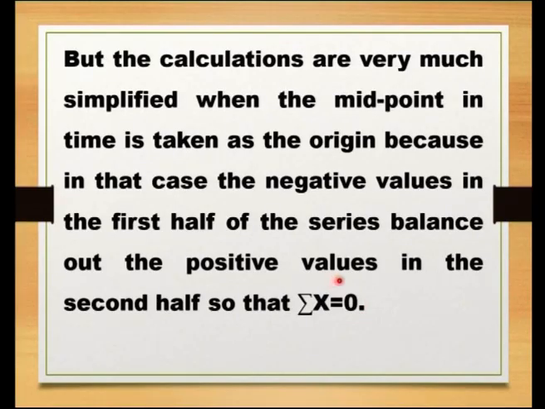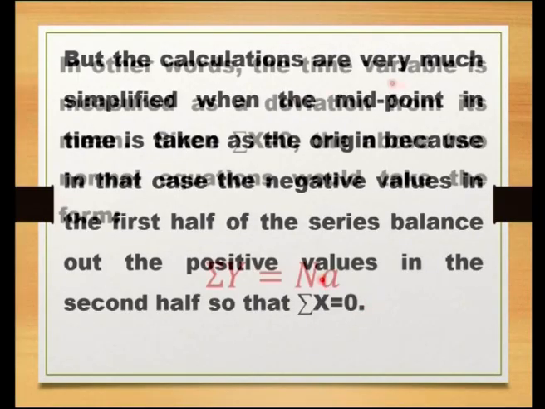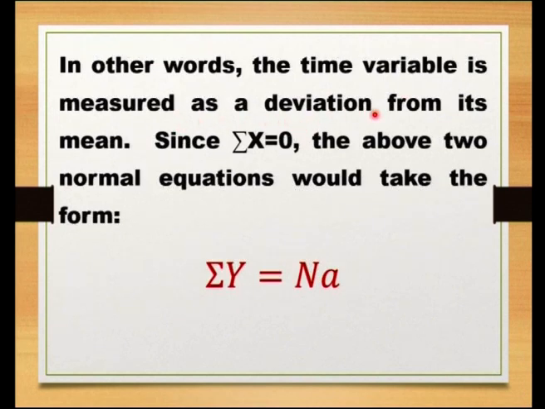You have to take any one year as the origin among the x values. Usually the middle of the years is taken, so that when you subtract the origin from the original years, we get half of the values as negative and half as positive. When you add the negative and positive values, we get summation x is equal to 0. In other words, the time variable is measured as a deviation from its mean.